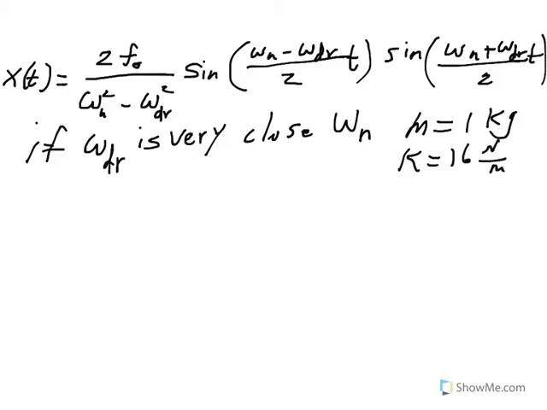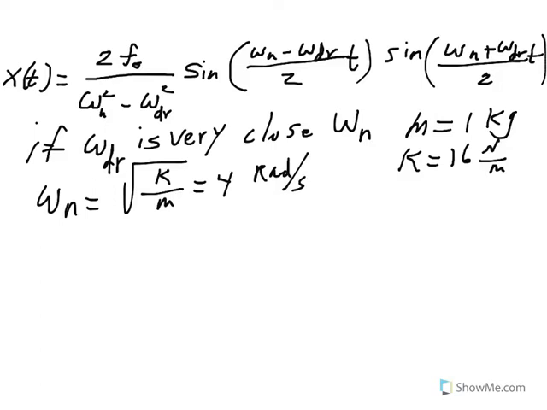So right away we can calculate omega n. Omega n is the square root of k over m, so that becomes 4 radians per second. Now, what if I make my omega dr very close to this, 3.9 radians per second? That's when the beat happens.